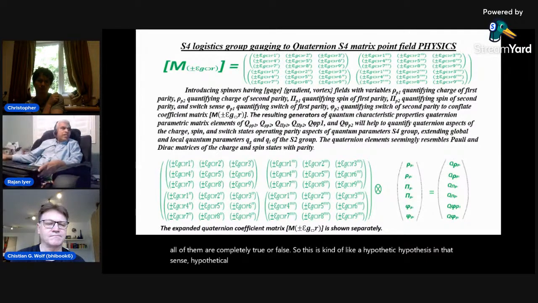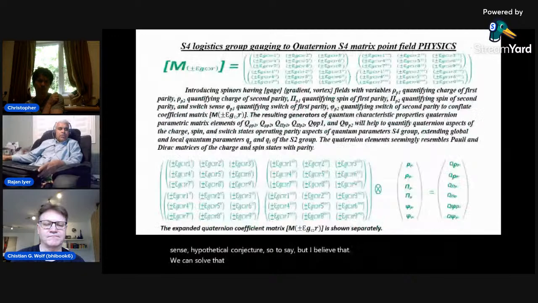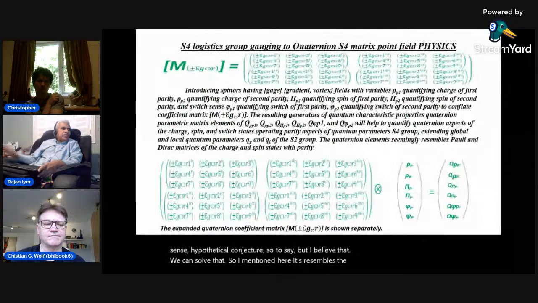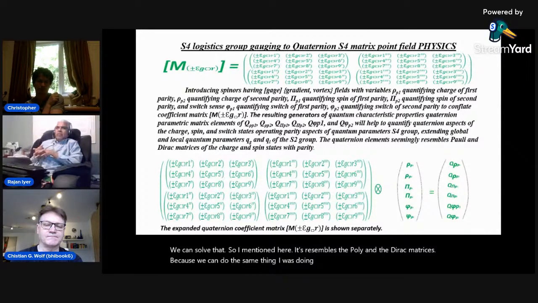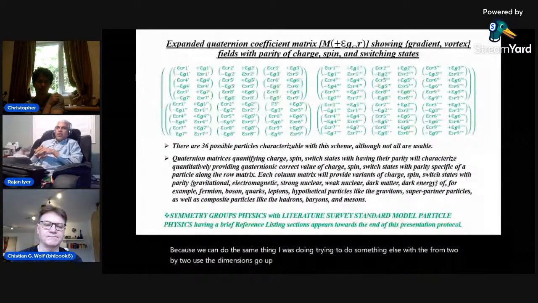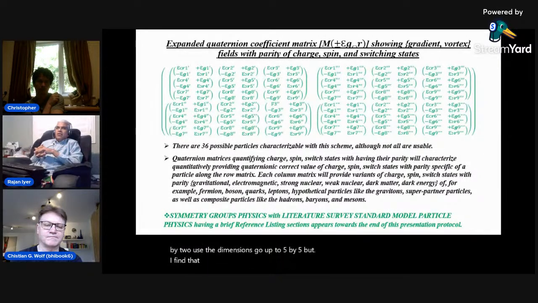So I mentioned here it resembles the Pauli and Dirac matrices because we can do the same thing. I was trying to do something else, from 2 by 2 using the dimensions, going up to 5 by 5, but I find that that doesn't get us to particle physics or the standard model or what we can measure as observable. So that's why I had to use this technique.